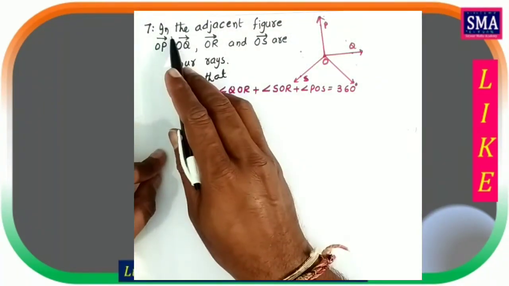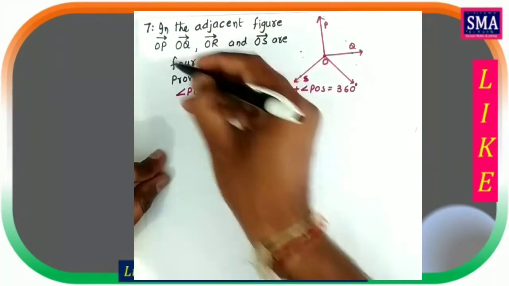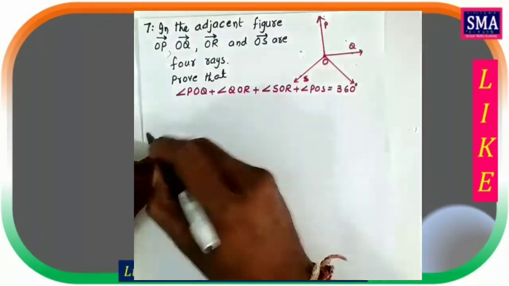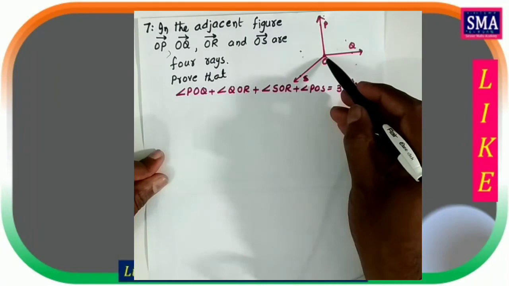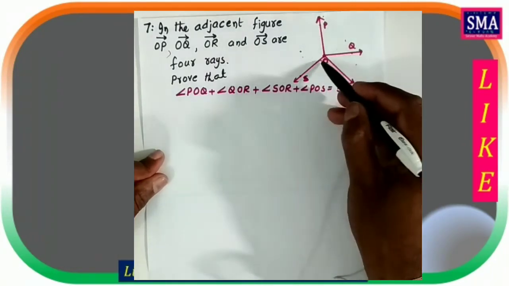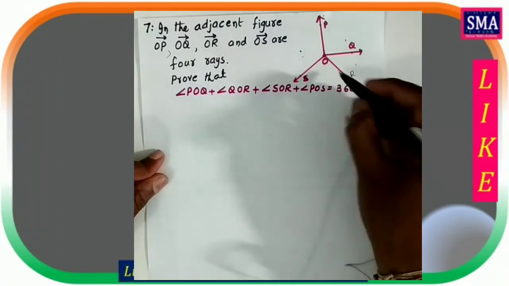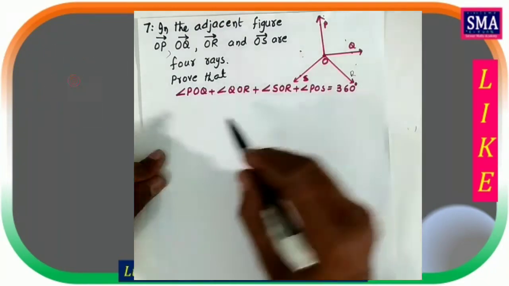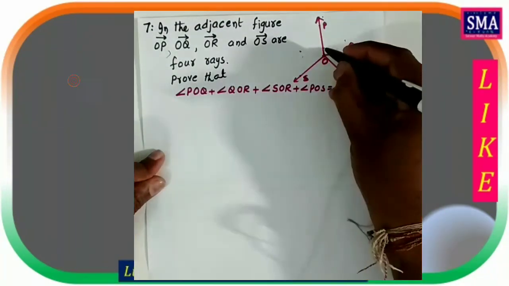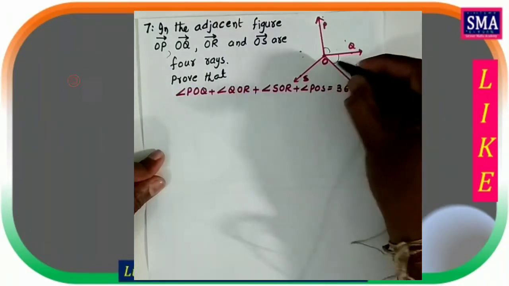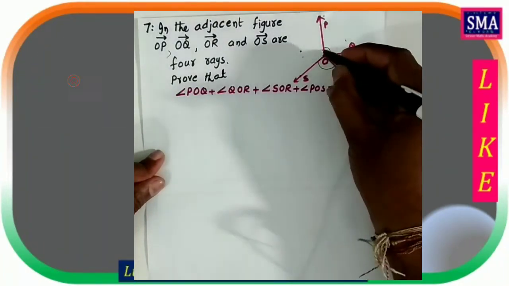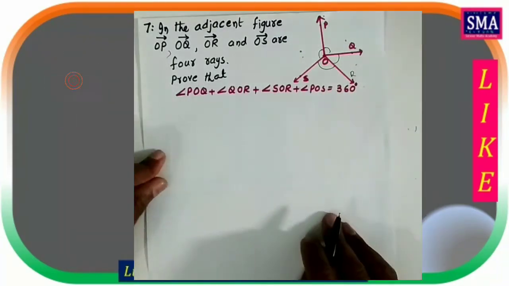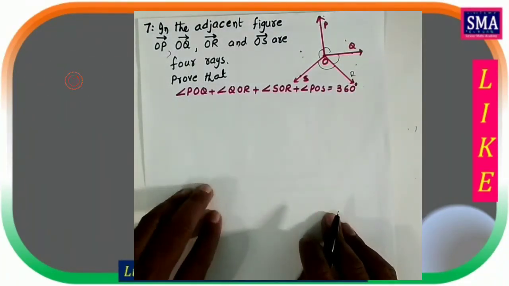Example 7. In the adjacent figure, OP, OQ, OR and OS are four rays. Prove that the sum of the four angles POQ, QOR, SOR and POS is equal to 360 degrees.